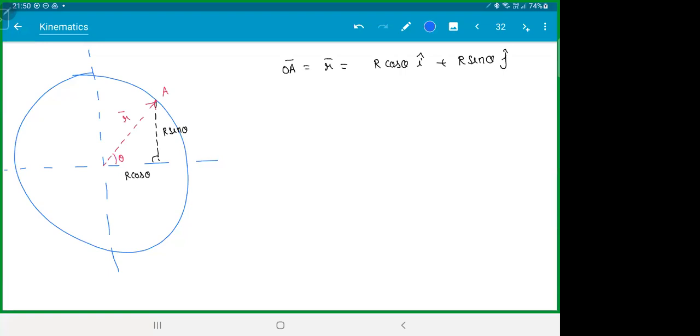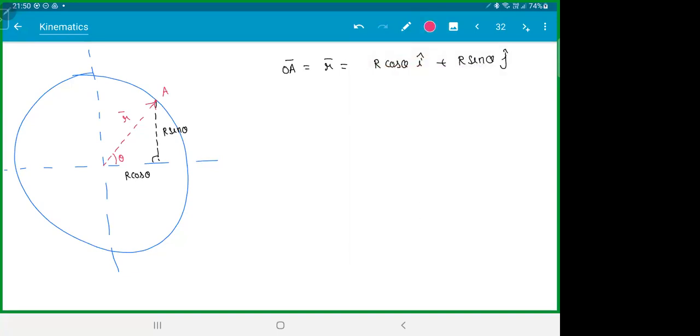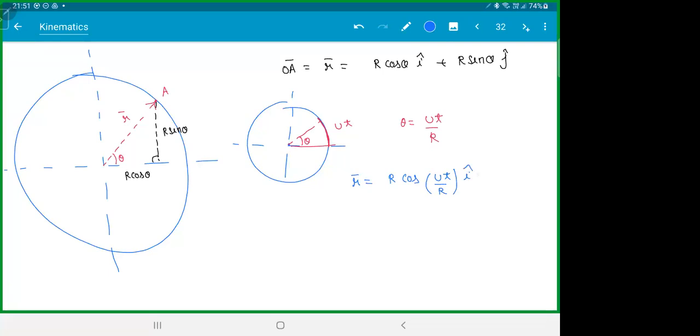Length of arc. You're traveling with speed u, right? So if you're traveling with speed u for time t, how much do you travel? In time t, you travel a distance of ut. And this radius is r, so theta is equal to ut by r. That's how you find it. That's your angle as a function of time t. So your position vector r bar is given by r cos(ut by r) i cap plus r sin(ut by r) j cap.